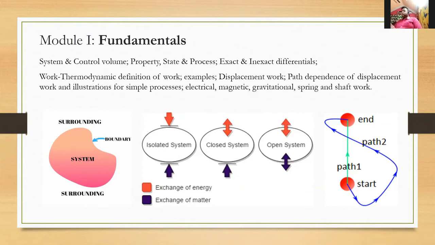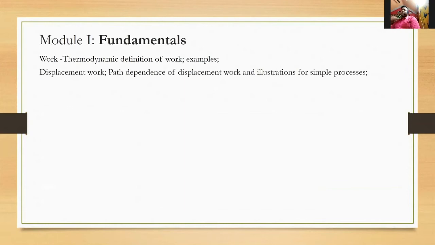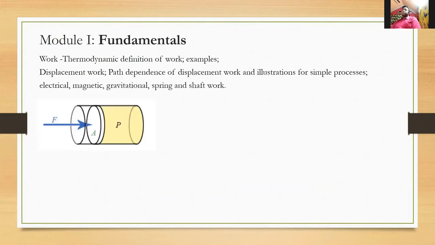So the process and the path, these two things will come up, and we'll try to define or differentiate how these things are coming up. Also in this chapter, we'll be going for the demonstration of work. There is a thermodynamic definition of work. We'll go for the examples, and the most important work that I need to tell you is the displacement work, which will be hugely explained, and why we call it a path dependent thing.